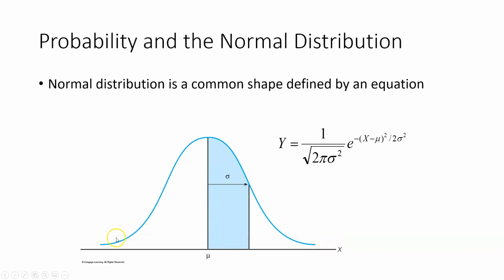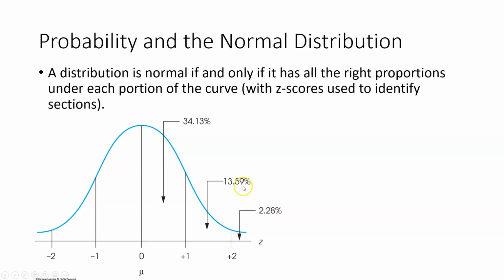A normal distribution is a common shape that's defined by a particular equation. You don't have to know this equation. This involves some degree of calculus and very sophisticated mathematics. The point is, all normal distributions follow this particular equation, and therefore they all have the same percentages under each portion of the curve. A distribution is normal if and only if it has all those right proportions under each part of the curve, where we use z-scores to identify the sections.